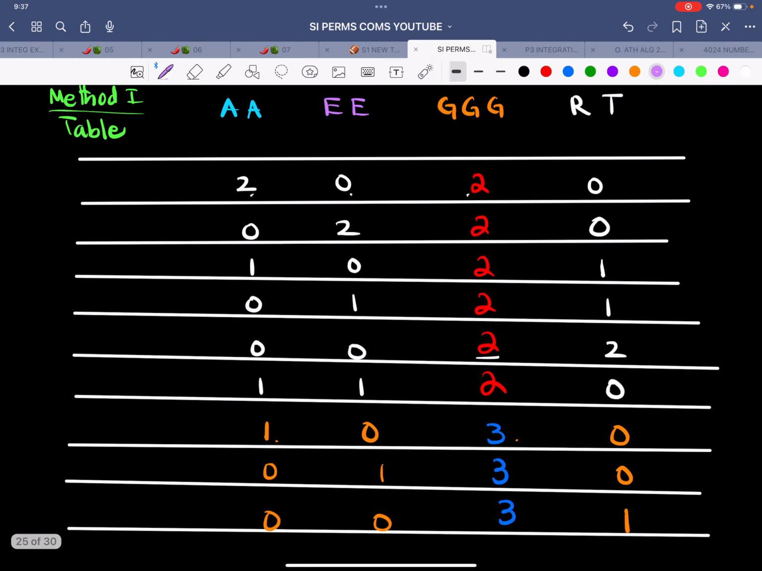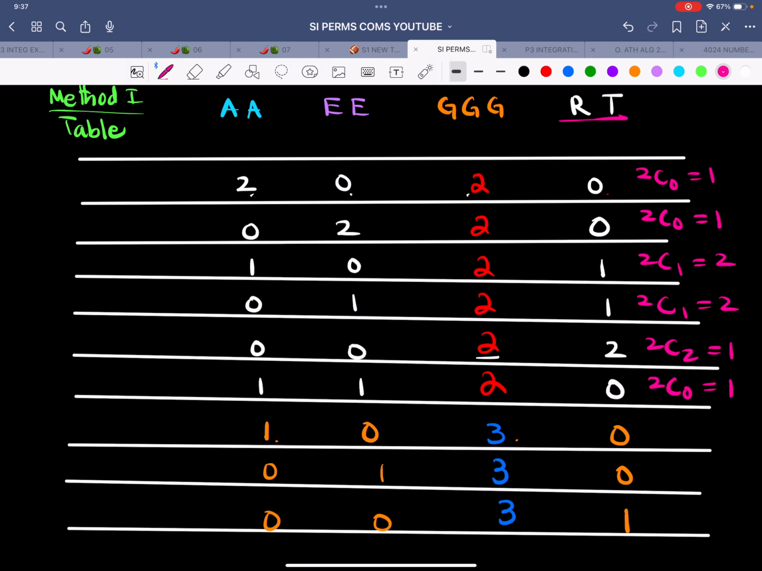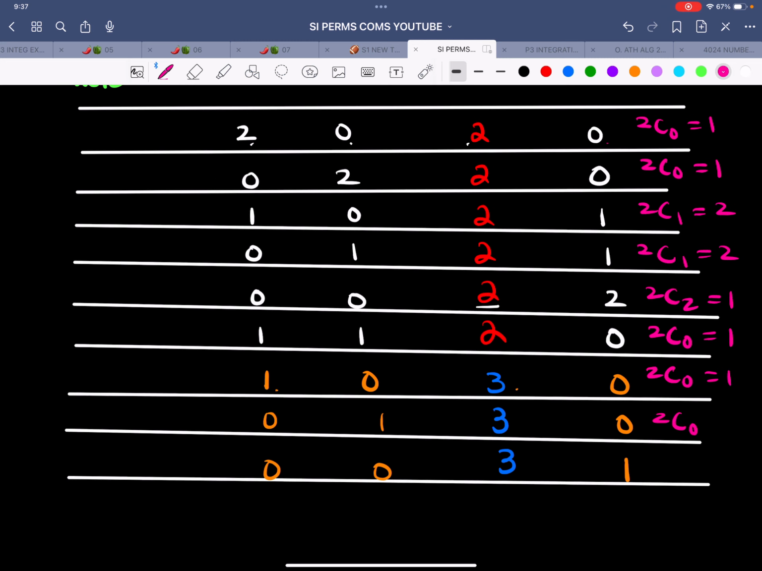And now the calculation is based over here. So out of these two, you will choose 0. So that is 2C0, which is 1. This is 2C0, which is 1. This is 2C1, which is 2. This is 2C1, which is 2. This is 2C2, which is 1. 2C0, which is 1. 2C0, which is 1. This is 2C0, which is 1. This is 2C1, which is 2.